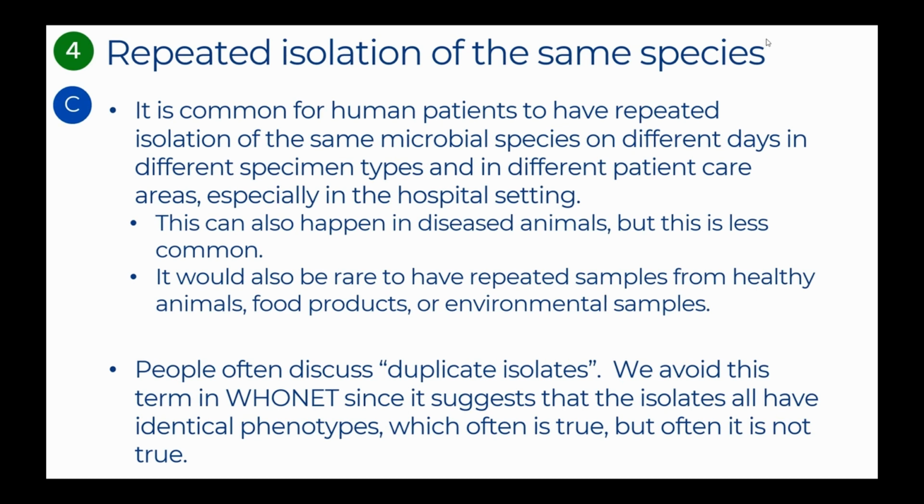People often use the term duplicate isolates when discussing repeated isolations of a particular species from a patient. In WHONET, we generally avoid using the expression duplicate isolates, which would suggest that the isolates have identical phenotypes, which often is true, but often it is not true.